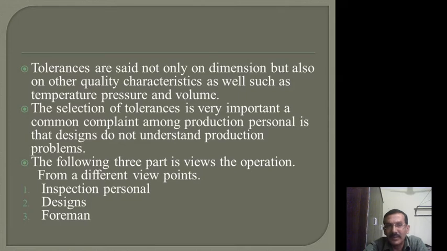Next, the selection of a tolerance is very important. A common complaint among production personnel is that the designer does not understand production problems. The selection of a tolerance is very important to manufacture the component at various stages and levels. Inspection personnel, inspectors, the design engineer and the foreman together specify the tolerance at various stages and levels, to specify exactly what tolerance can be achieved.